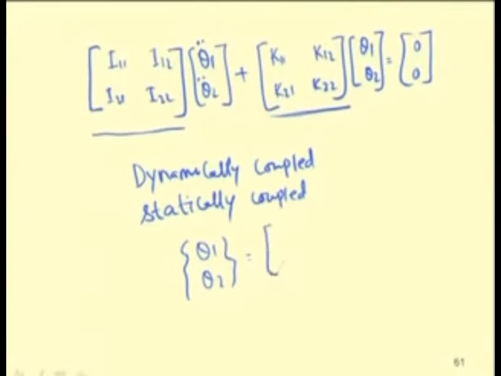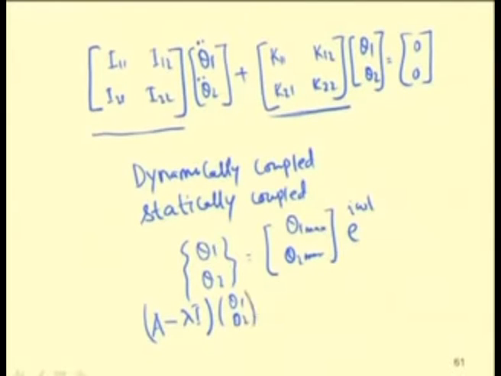So, to find the solution of the system, one can assume theta 1, theta 2 to be theta 1 max, theta 2 max into e to the power i omega t, and substitute in this equation. Then this equation will reduce to an eigenvalue problem, that is A minus lambda I times theta 1 theta 2 equal to 0. So, solving this eigenvalue problem A minus lambda I equal to 0, one can find the frequency of the system, where lambda equals omega square.